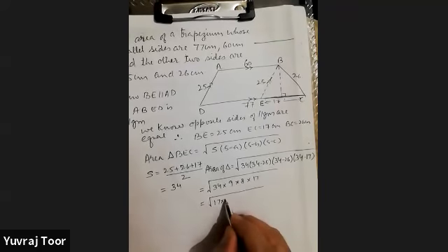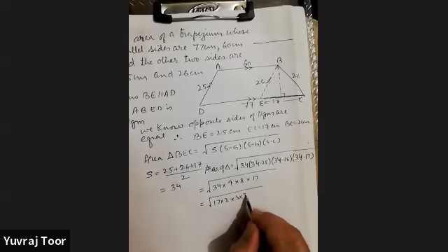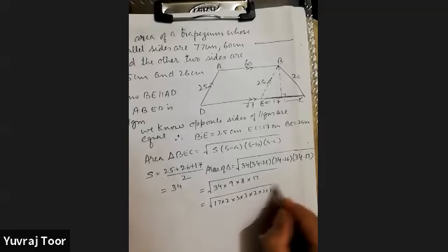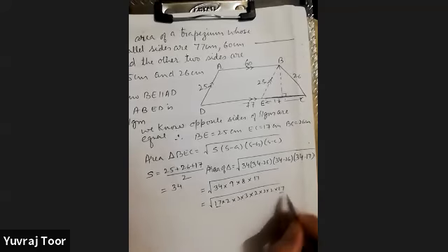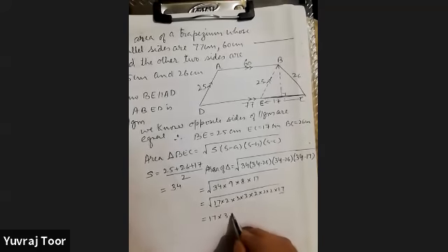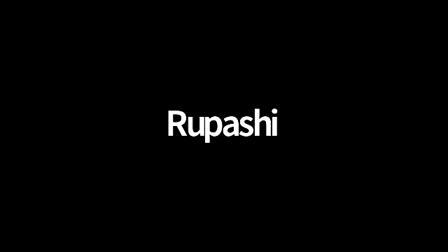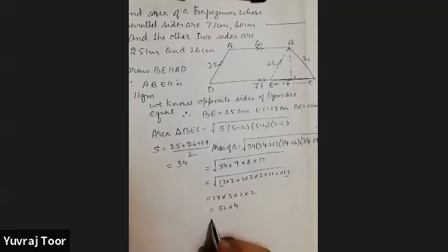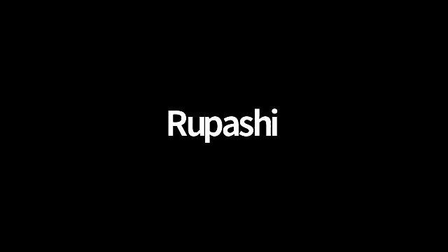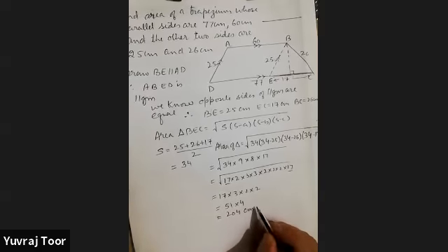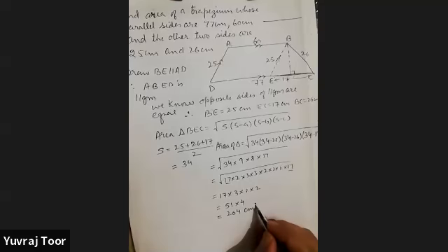Factorization, 17 into 2, 3, 2 into 2 into 2 into 17. So we have pairs here, 17, we have 3, we have 2, and another 2. That is 204. 51 into 4. 204 centimeter square. So we got the area of this triangle only.